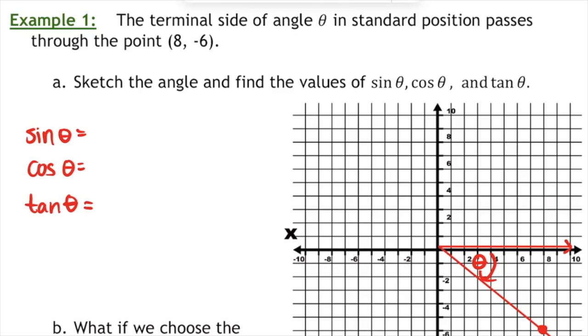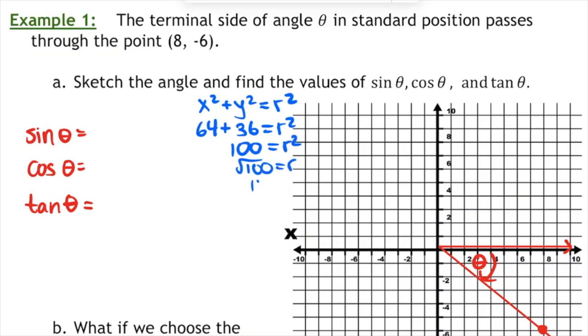So let's do that. X squared plus y squared equals r squared. So I've got x is 8, so 8 squared is 64. Y is negative 6. Square that, you get 36. So r squared is 100. And take the square root. You end up with r equals 10. Okay, now that you have your values, you can just plug them into your definitions.